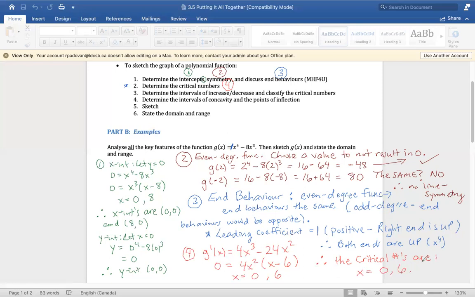Sorry, I'm going to have to erase this, but we'll be continuing with number 4. What we're figuring out now is the intervals of increase and decrease. So we'll make that step 5, which is doing our first derivative chart. Just remember, I'll carry forward that our critical numbers are 0 and 6.